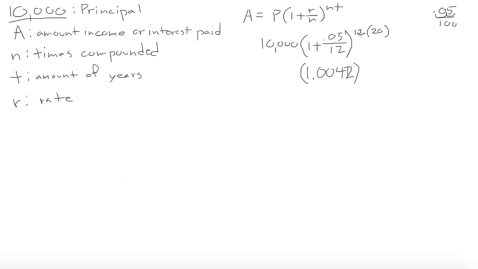Then we're going to times these together and put it here. So 12 times 20 is what? That's 240, okay? And let's put the 10,000 right here.